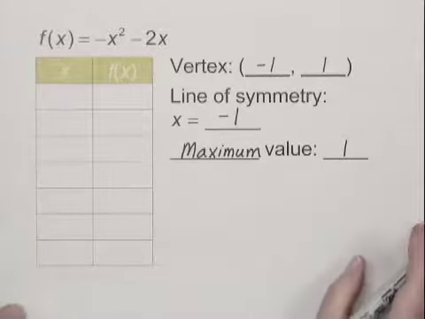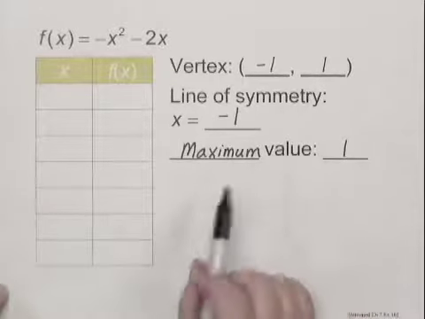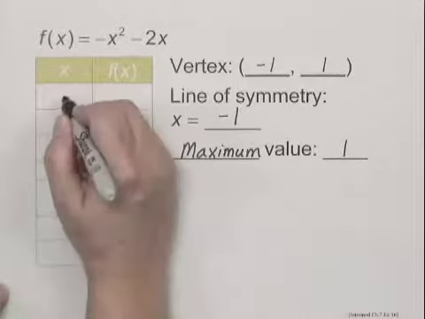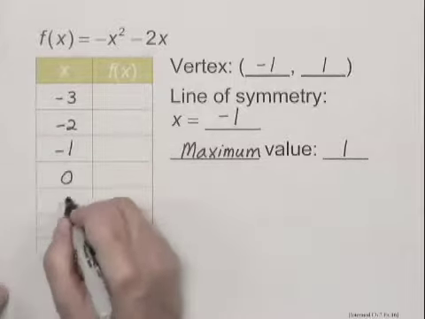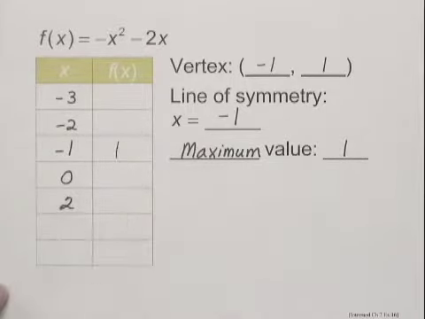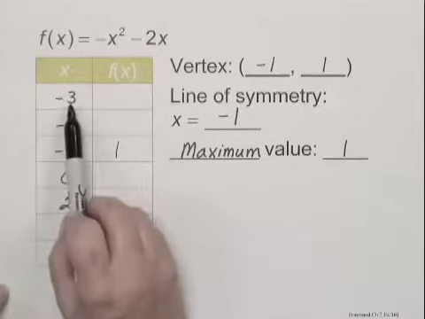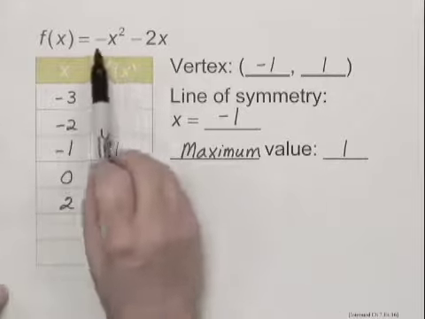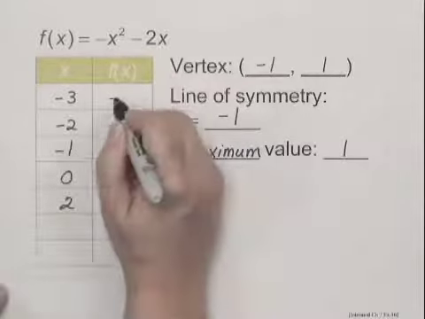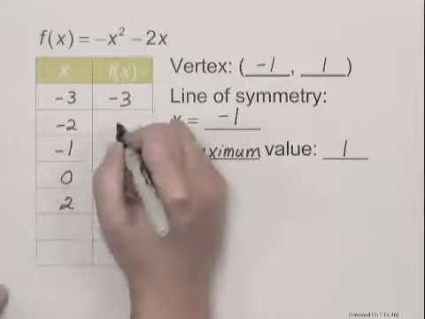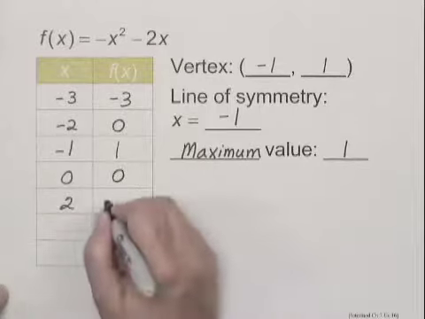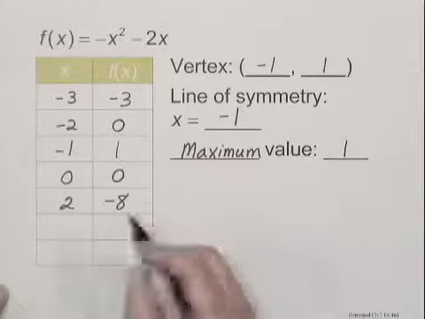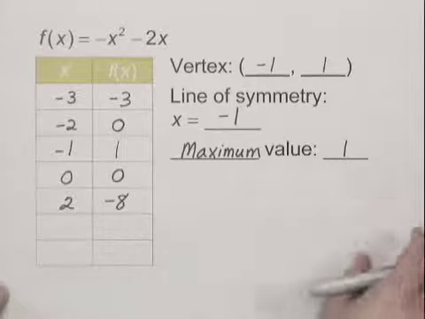Now in order to plot the points, we know that the vertex is 1 point on here. Let's pick some values for x, and I'm going to just choose a couple on either side of the vertex, and I can go ahead and write the vertex in here. And I don't have to fill in the whole chart if I don't want to. At this point, I would just find f of -3. I'll be substituting that in this equation, and I would get -3. f of -2 is 0. f of 0 is 0. f of 2 is -8. And let's see if this is enough for us to graph the parabola.